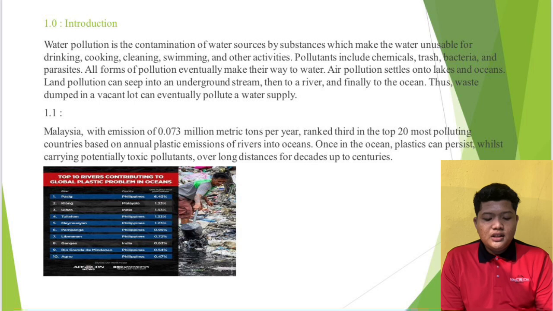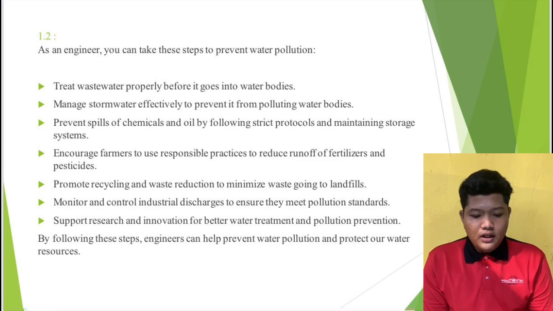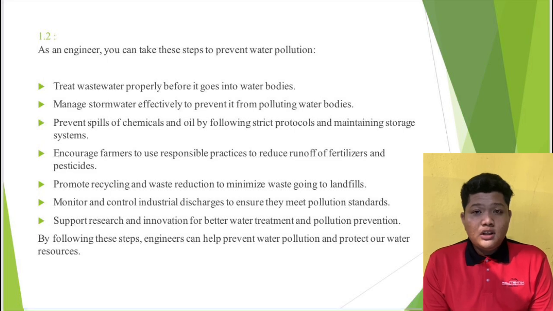1.1 Malaysia, with emission of 0.073 million tons per year, ranked third in the top 20 most polluting countries based on annual plastic emission of river into ocean. Once in the ocean, plastic can persist while carrying potentially toxic pollutants over long distances for decades up to centuries. Next, 1.2 As an engineer, you can take these steps to prevent water pollution.